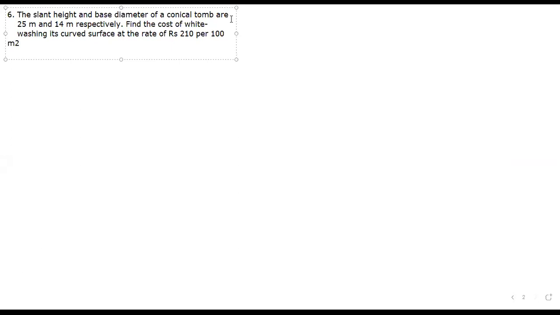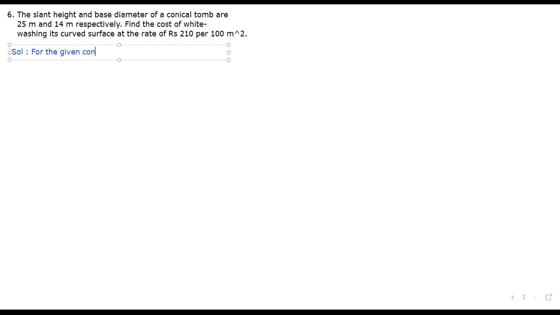What to do? CSA of conical dome, and what? Cost factor, simple. Multiply by the cost factor. Rate is given per 100 meter square. Accordingly, we'll take. ठीक है ना? चलो, start.